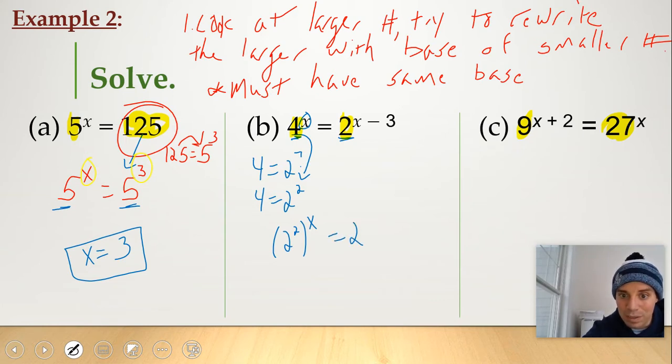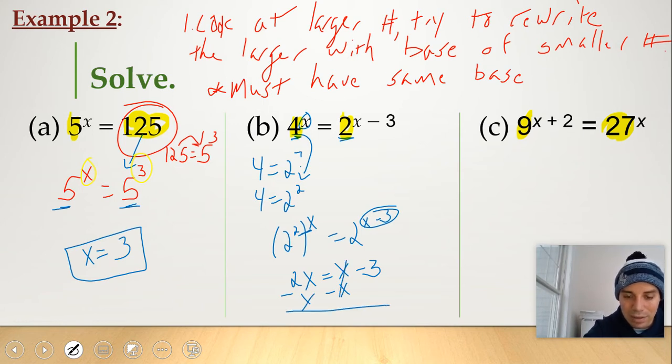And all this is equal to 2 to the x minus 3. So what are we going to do here with these exponents? We're going to multiply them. 2 to the x is equal to 2x. So we're going to get 2x is equal to, what's my other exponent? x minus 3. Now solve, subtract the x, cancels there. 2x minus x is just equal to negative 3. So x is equal to negative 3 there.